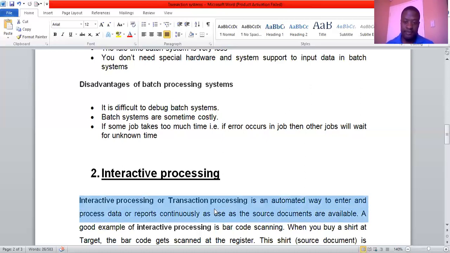Interactive processing, or transaction processing, is an automated way to enter and process data or reports continuously as the source demands are available. So it's an automated way of entering data to be processed, and it's done right on the spot.